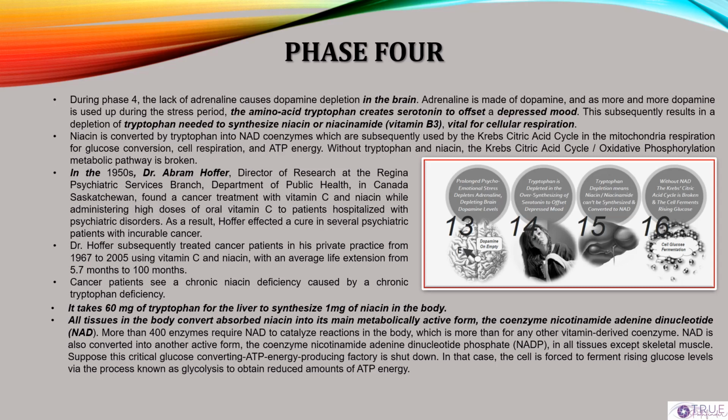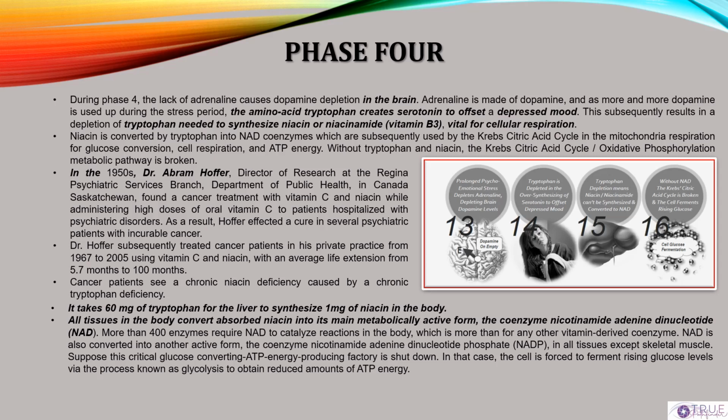Cancer patients always suffer from a chronic niacin deficiency that is caused by the chronic tryptophan deficiency. It takes 60 milligrams of tryptophan for the liver to synthesize just 1 milligram of niacin in the body. All tissues in the body convert absorbed niacin into its main metabolically active form, the coenzyme known as NAD, which stands for nicotinamide adenine dinucleotide. More than 400 enzymes in your body require this NAD to catalyze reactions, which is more than for any other vitamin-derived coenzyme. NAD is also converted into another active form, the coenzyme nicotinamide adenine dinucleotide phosphate, or NADP for short. And this happens in all tissues except of the skeletal muscle.